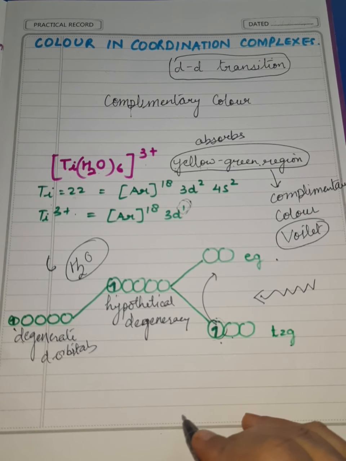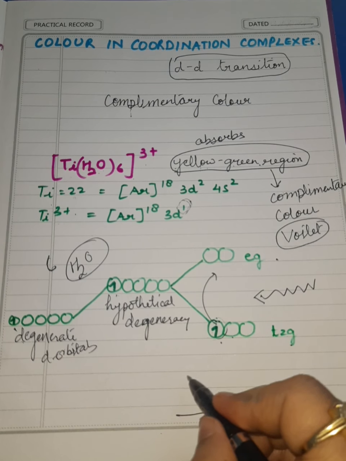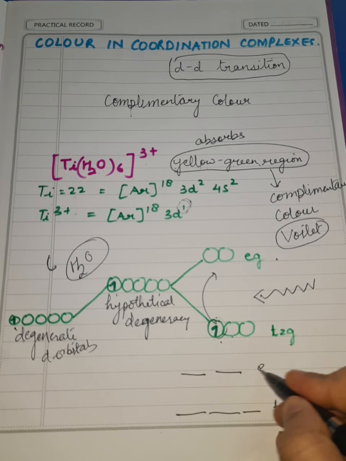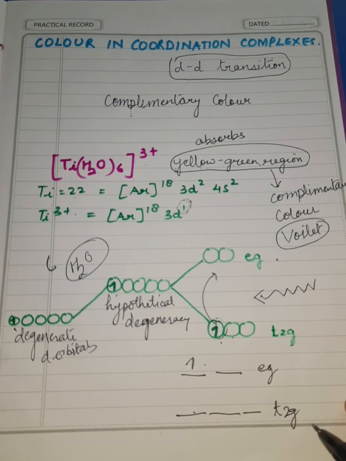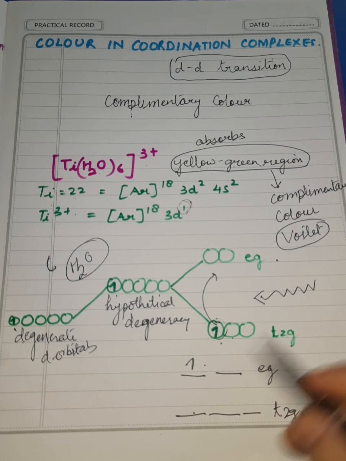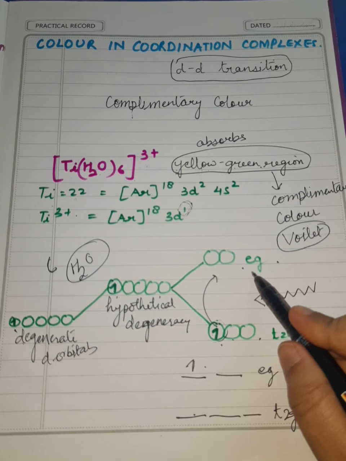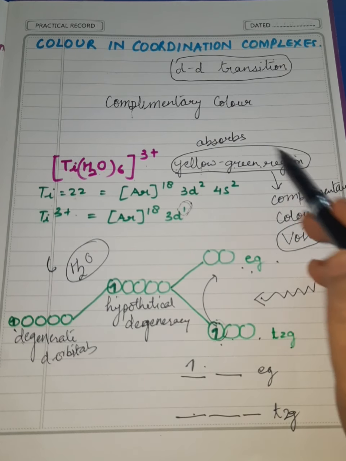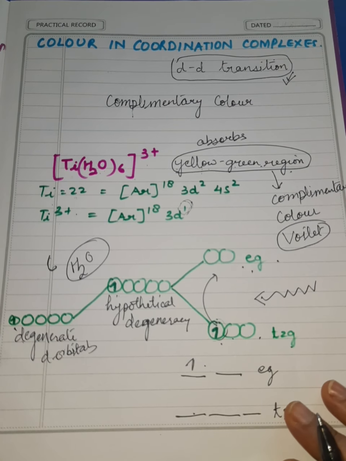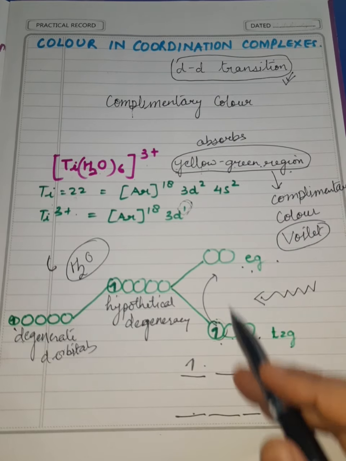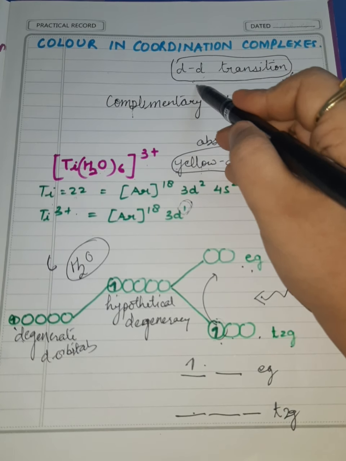You see, the situation is like that. These are the t2g set. After the absorption of energy, it jumps from the t2g set to the higher energy eg set. From t2g to the eg set. This jumping of the electron from the lower energy to the higher energy set of d orbitals on the absorption of the light of a particular region is known as d-d transition. I hope it is clear to you. All the coordination complexes have color due to this phenomenon, d-d transition.